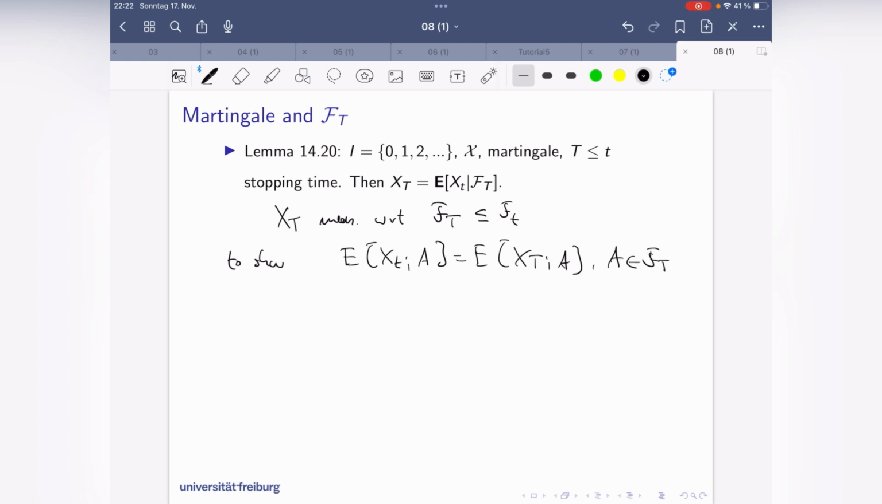So let's start. Expectation of X_t over A. What can happen? Okay, many things can happen. We know that capital T is smaller or equal to small t, and we can split up everything into all cases that can happen. So sum from 0 to t, and I have an X_s on the set T equals s and A.